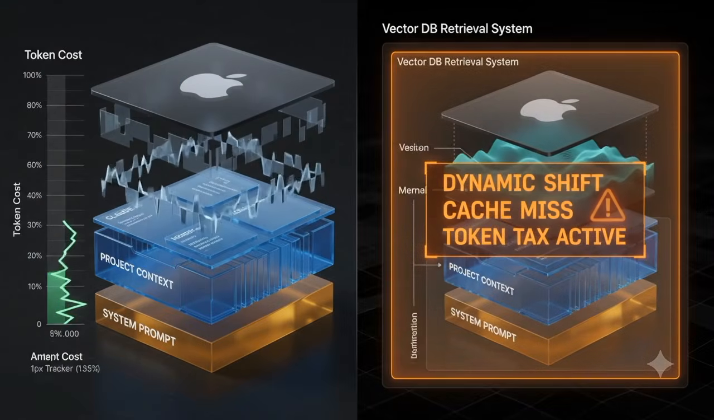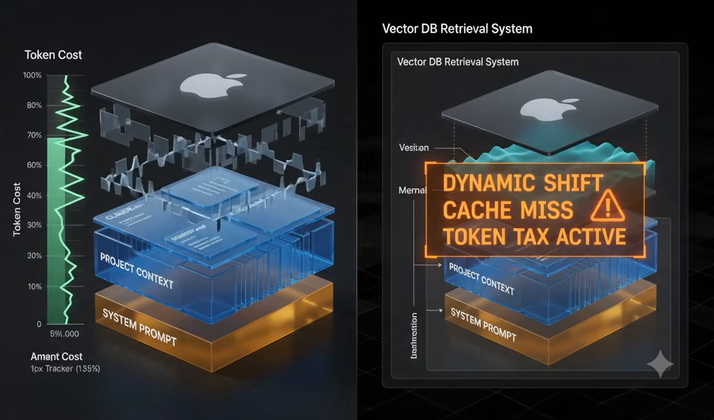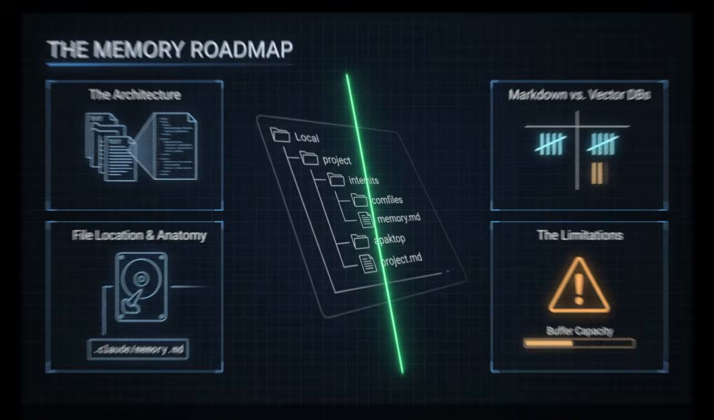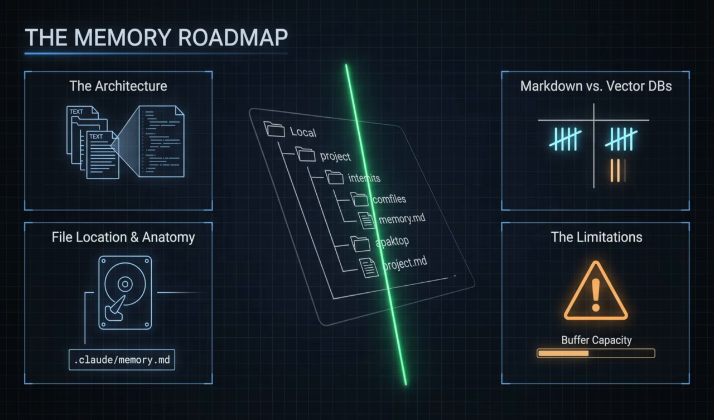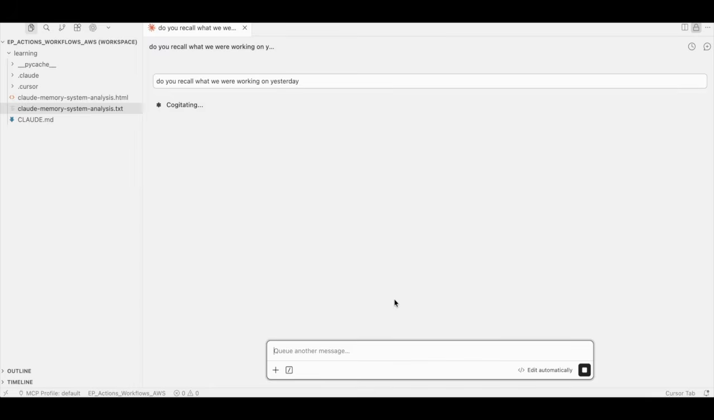Because Claude's memory isn't really about storing knowledge, it's about optimizing context. And in this video, we are going to deep dive into the architecture behind the memory.md: why Anthropic chose Markdown over vector databases, where the file lives, what gets stored inside it, and what surprising limitation every Claude Code user should know. Let's get started and let's see what problem it solves.